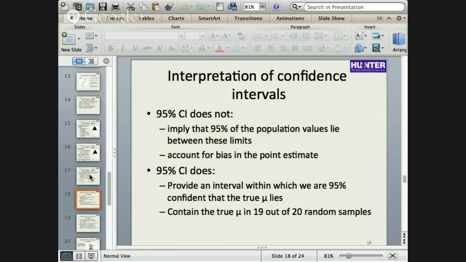And what it does do is if you were to repeat the experiment 20 times, then with the 95% confidence interval, 19 of them would contain the correct value. See what I mean? It's about just the randomness and the luck of the draw. So it controls how much luck of the draw can take you off.